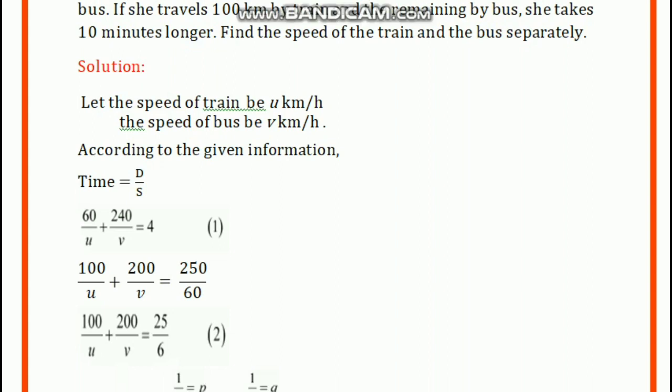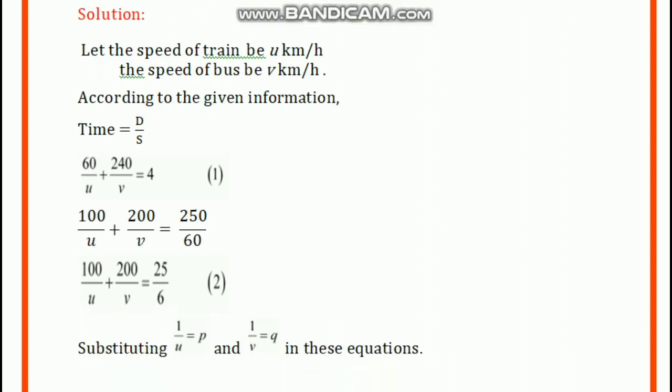So how to do this one? We know that 100 divided by u plus 200 divided by v. 100 divided by the speed of the train plus 200 divided by the speed of the bus equals 250 divided by 6. Why did I take it like this? Because 4 hours 10 minutes.